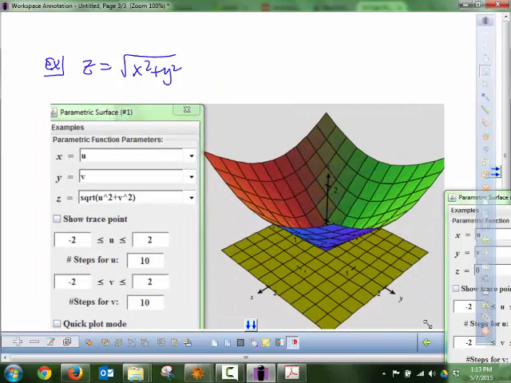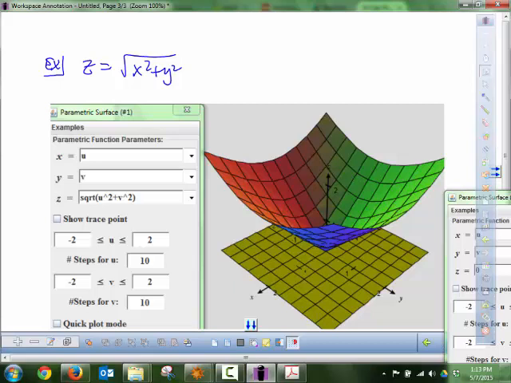So if you guys have time to go and mess around with this particular program, you should really try to draw some cones and other things: paraboloids, hyperboloids, those are things that we know of. And then try to look up some other interesting things to draw.